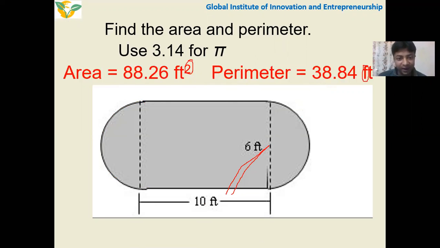Okay, and one more thing, if this is feet and this is, suppose, centimeter, then you have to convert either this feet to centimeter or this centimeter to feet. Both the units should be the same, meaning all the dimensions should be in the same unit. If they are different, then make a conversion, otherwise you will get the wrong result. All the dimensions should be in the same unit.